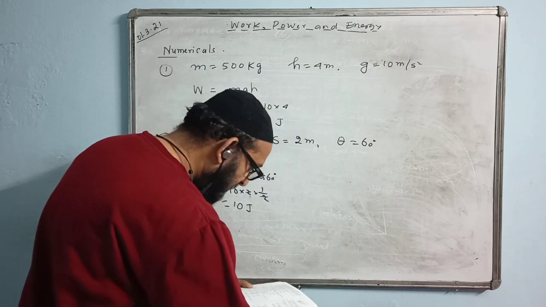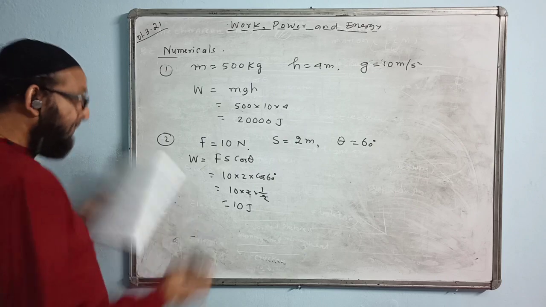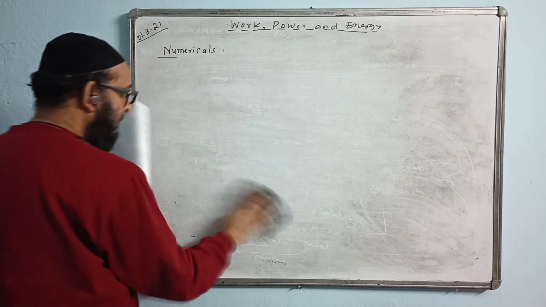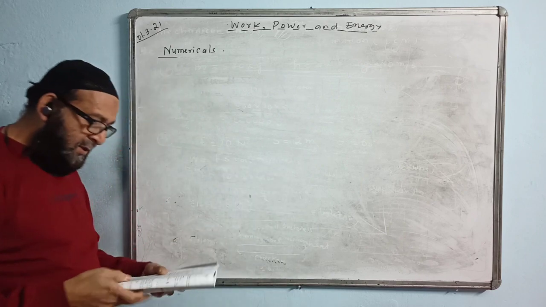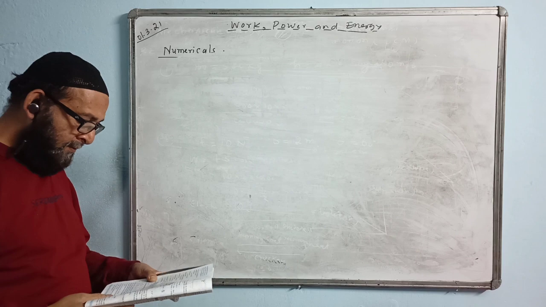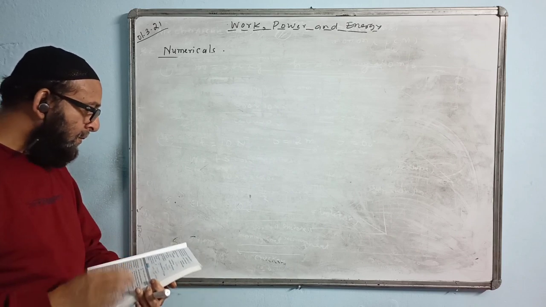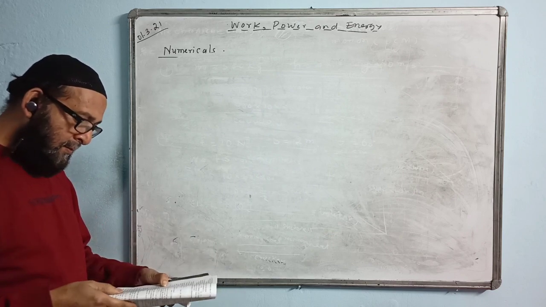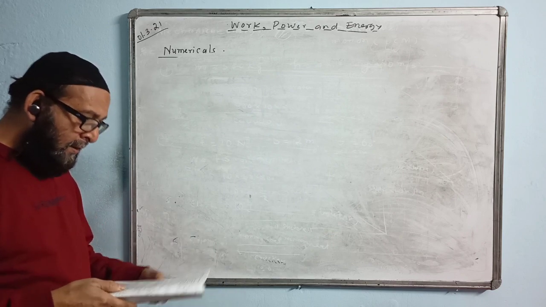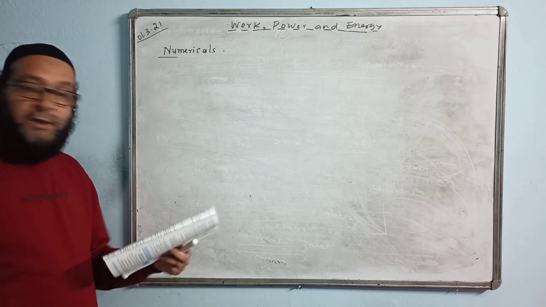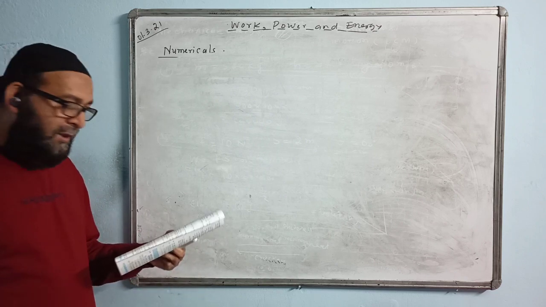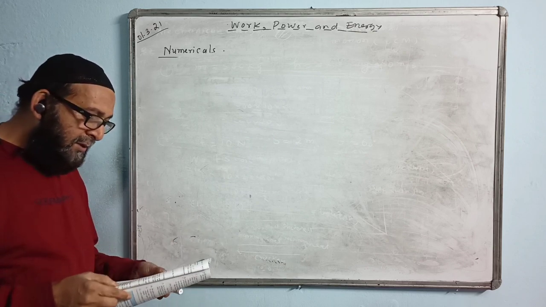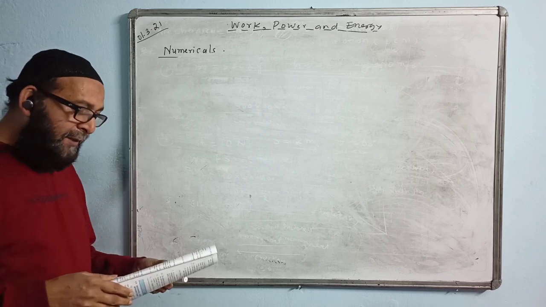Okay, now the next question. Next question says, a boy of mass 40 kg climbs up the stairs and reaches the roof at a height 8 meters in 5 seconds.